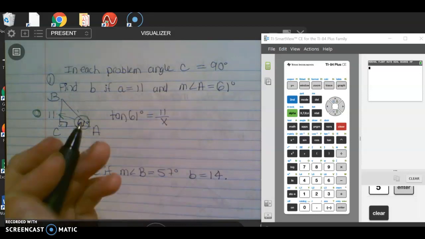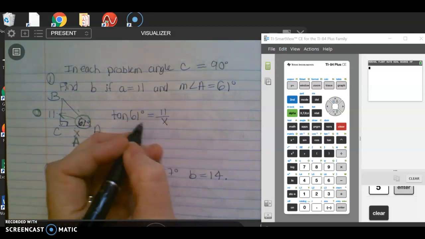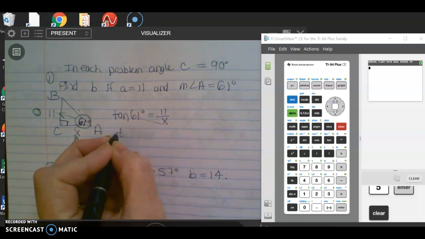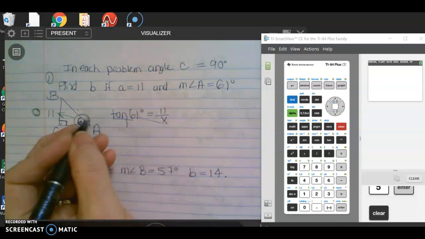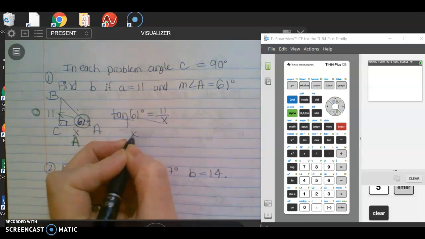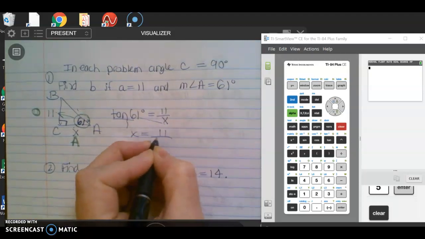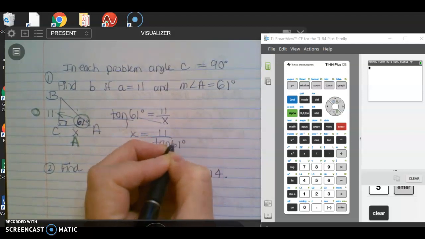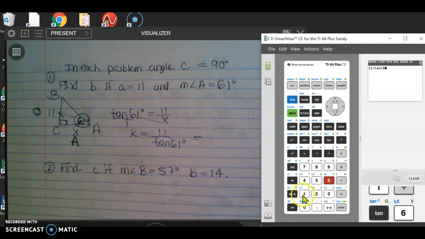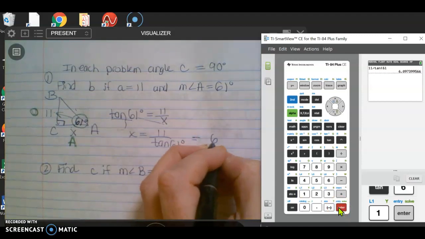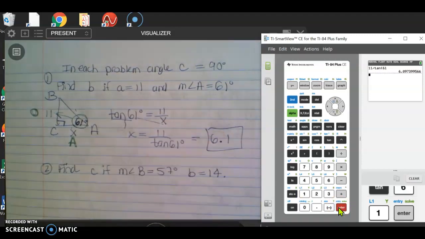And then it's just the same thing we've done before. Remember, you can just trade these two when it's offset like this. You're cross multiplying, okay? So this is going to become x is equal to 11 divided by tangent 61. And I'm going to put that in the calculator. 11 divided by tangent 61. And I got 6.1.